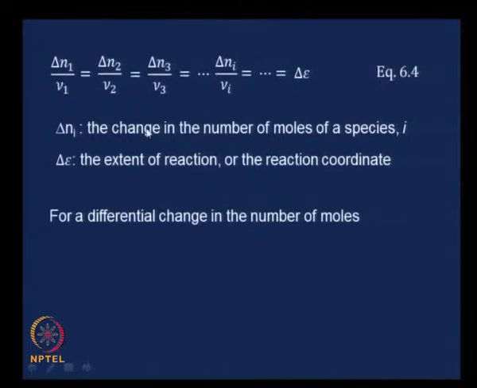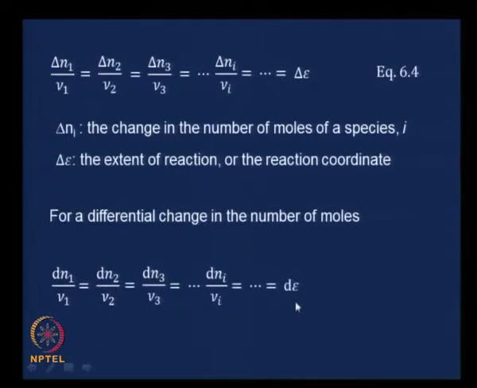For a differential change in the number of moles, we can replace these big differences by the differential change, and therefore we can write dn1 by nu 1 equals dn2 by nu 2 equals dn3 by nu 3, and so on, which equals dni by nu i, and that equals d epsilon. We will call this equation 6.5.